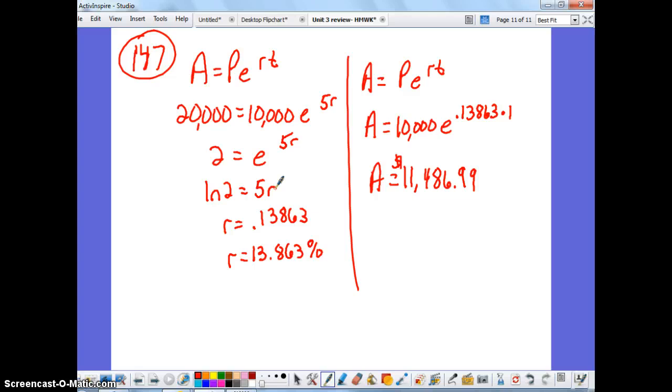Part B, the balance after 1 year. So you're going to use the rate that we found right here, and you're going to use the 1 for the t. So you can see I plugged it in. Plug this into your calculator, you get the $11,486.99 there.